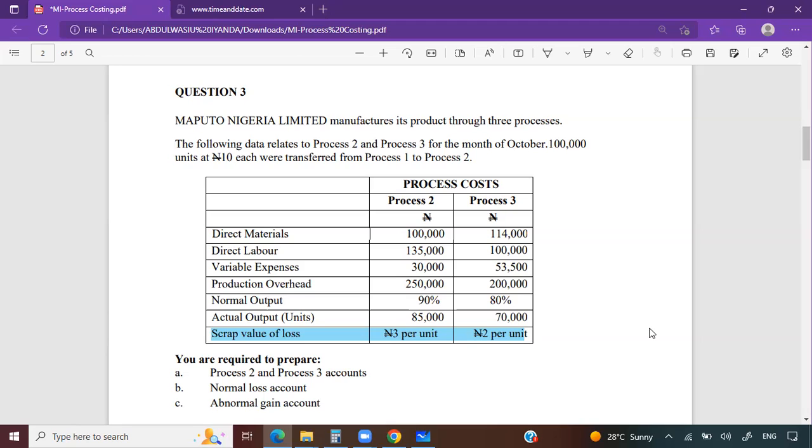So here as well, they say 90% of output, meaning that whatever the input is, 90% has to be successful for process 2. For process 3, we expect 80% output, meaning whatever the input is, we expect 80% to be successful. We are giving room for a normal loss of 20%.